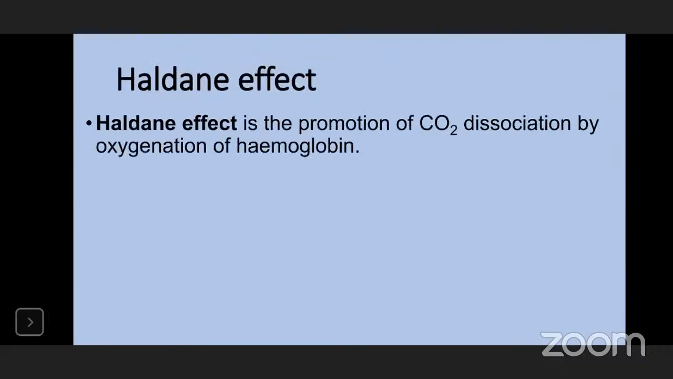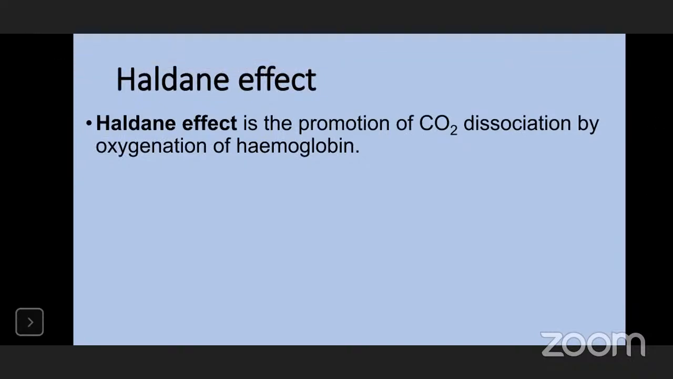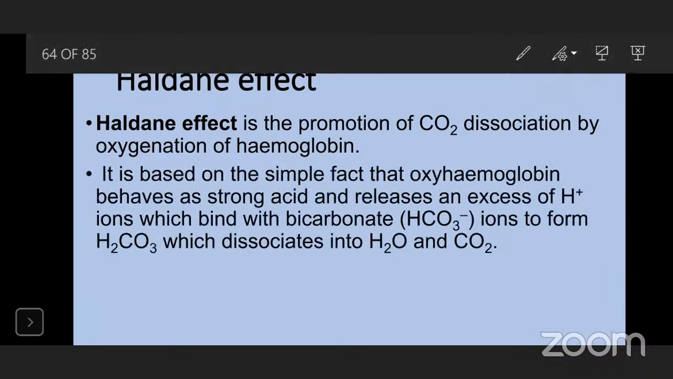Next phenomenon is Haldane effect. The Haldane effect is promotion of carbon dioxide dissociation by oxygenation of hemoglobin. So here what is happening? Carbon dioxide is dissociating from the hemoglobin and oxygen is combining with it, so it is forming the oxygenation of hemoglobin.